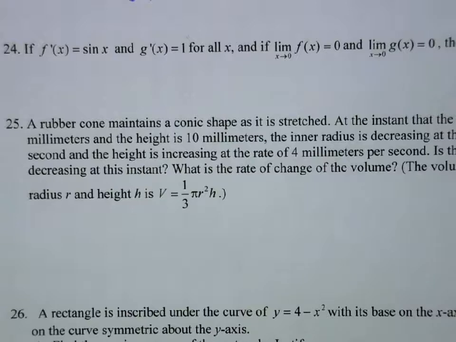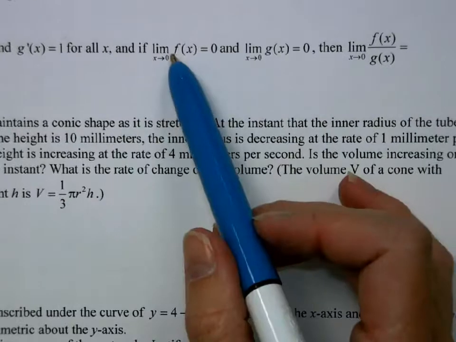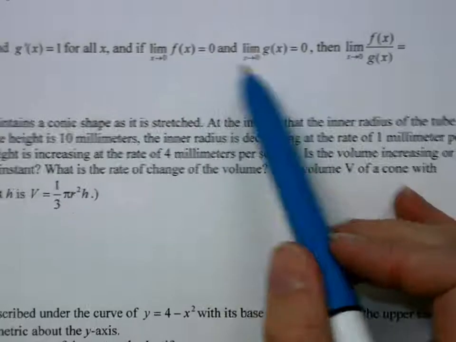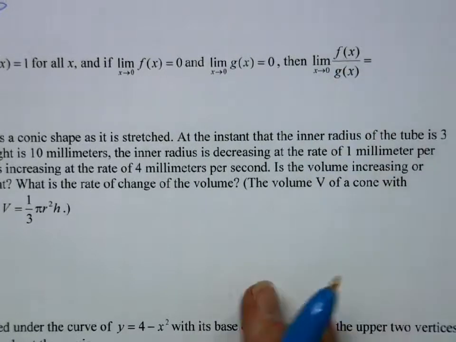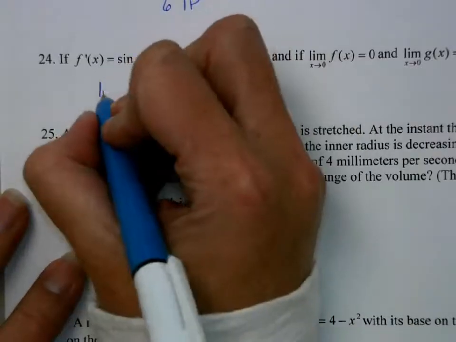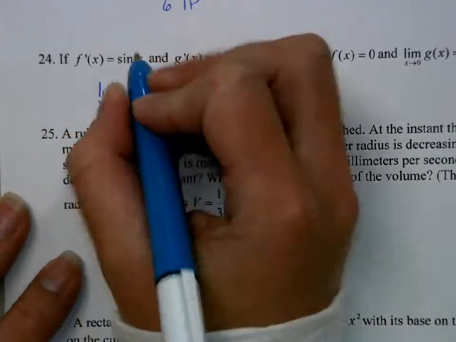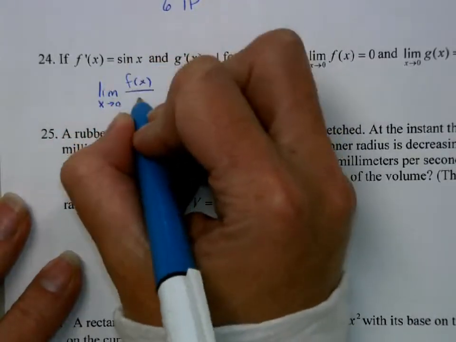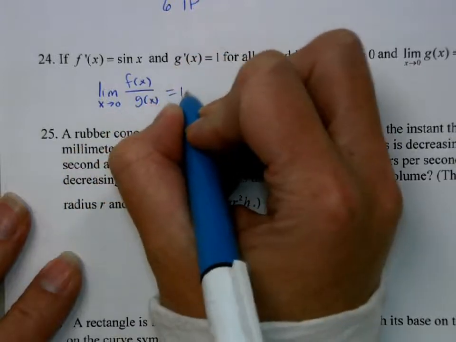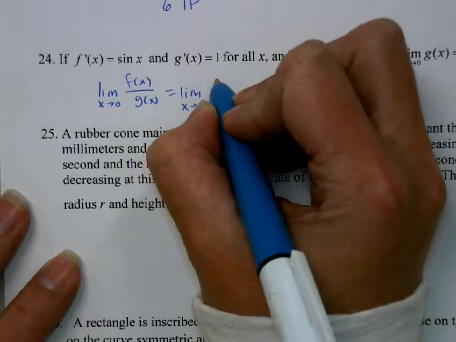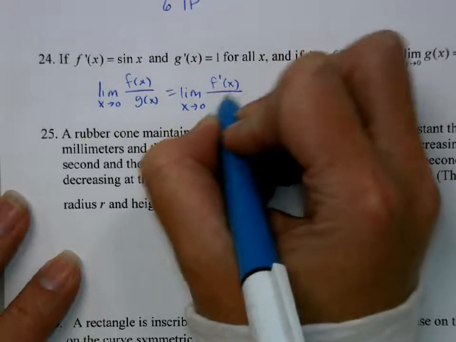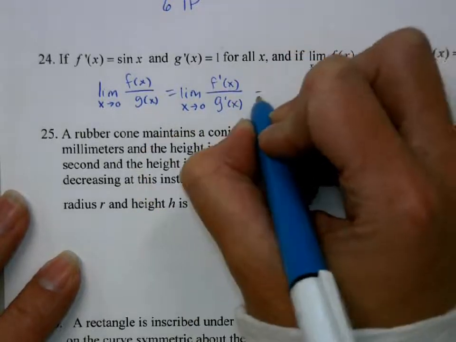Okay, if f prime of x equals sine of x and g prime of x equals 1 for all x, and the limit as x goes to 0 of f of x is 0, and the limit as x goes to 0 of g of x is 0, find this limit. Okay, well, if the limits are 0 and 0, that means we're using L'Hopital's rule. So the limit as x goes to 0 of f of x over g of x is going to equal the limit as x goes to 0 of f prime of x over g prime of x.